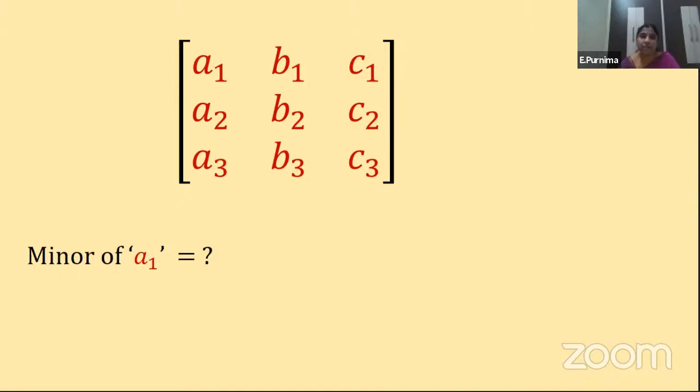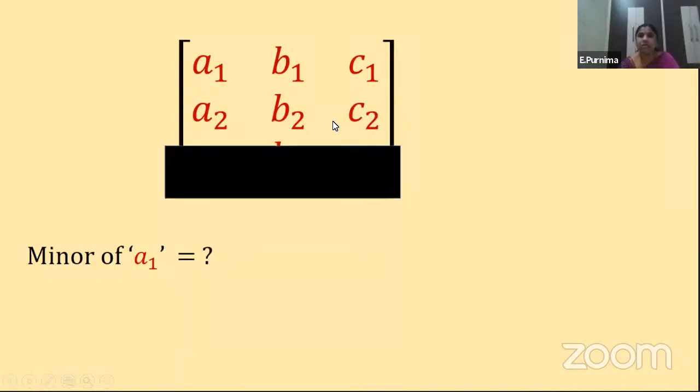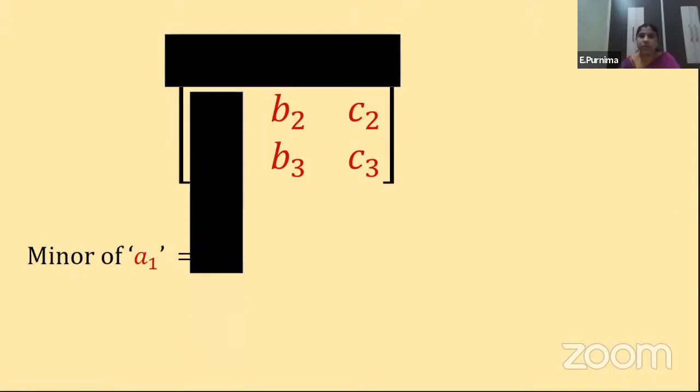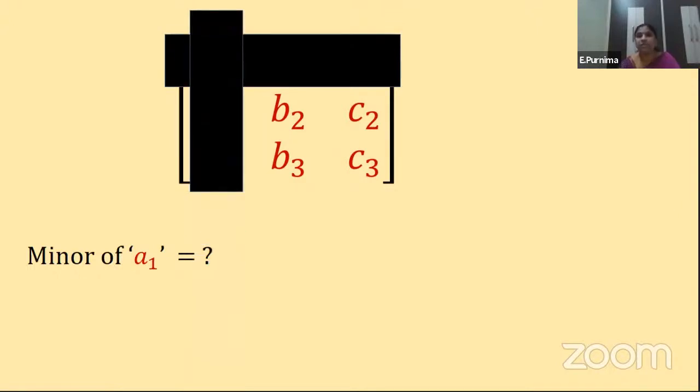As I said, first of all we have to delete the row and the column in which the element is present, isn't it? So here, in which row is it present, children? If you observe here, it is present in the first row. So let us eliminate that row. Okay, I am eliminating the first row. Next, we have to eliminate the column also in which the element is present. It is present in which column? First column, isn't it? So let us eliminate that first column also. Now here I have removed the first row and first column.